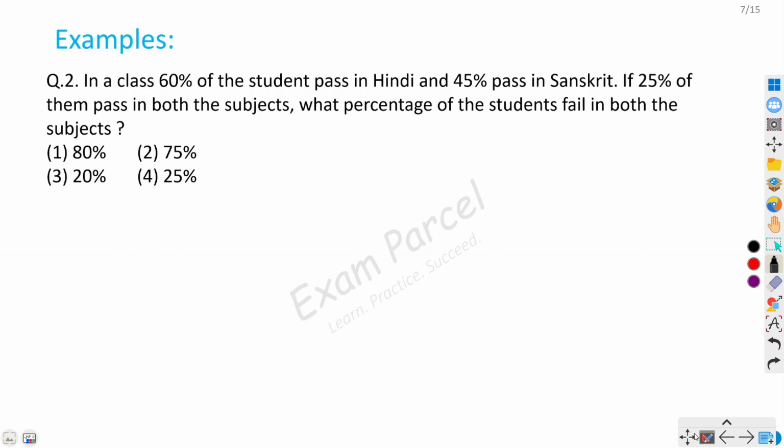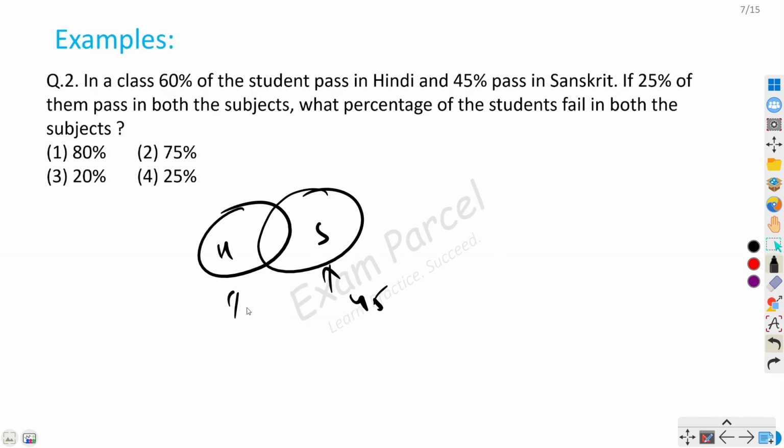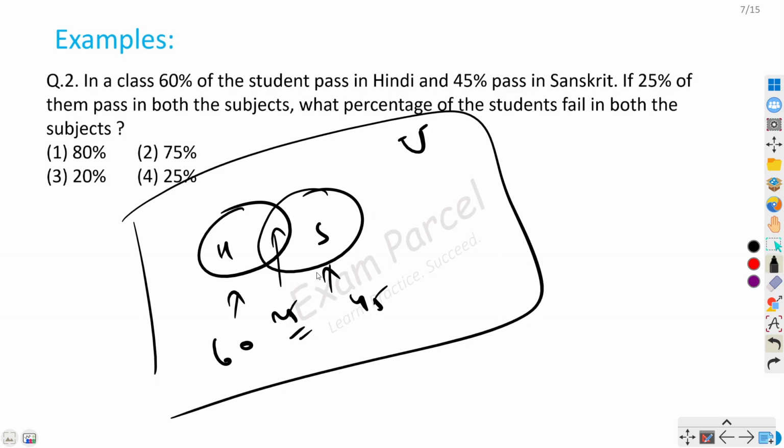In two sets, this is very common. In a class, 60% of students pass in Hindi, 45% in Sanskrit. If 25% of them pass in both the subjects, what percent of students failed in both subjects? Again, the same question. We have 60 Hindi, 45 Sanskrit, and 25 common, passing both the subjects. So for the universal set, if I exclude these two circles, all these outer areas fail both subjects, right? This would be 100% of all students.